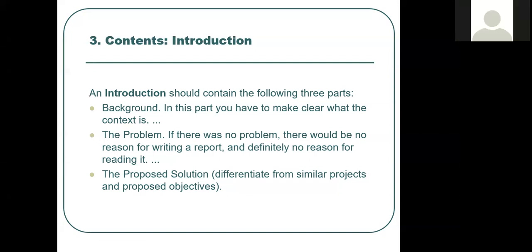The problem. If there was no problem, there should be no reason for writing a report, and definitely no reason for reading it. Okay, so this is the problem. What's the problem that we want to solve here? For example, Mr. Ruiz, what would you say is the problem that you have right now?